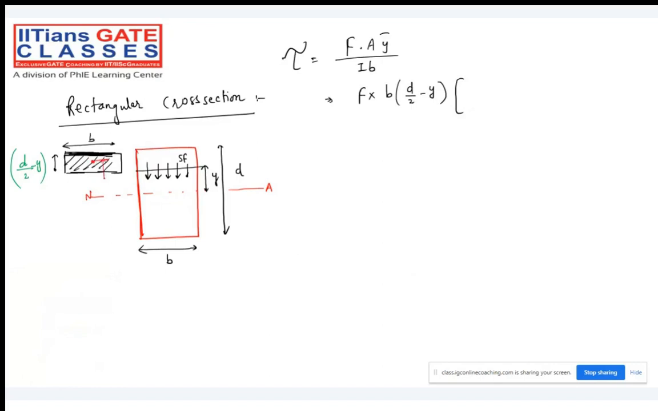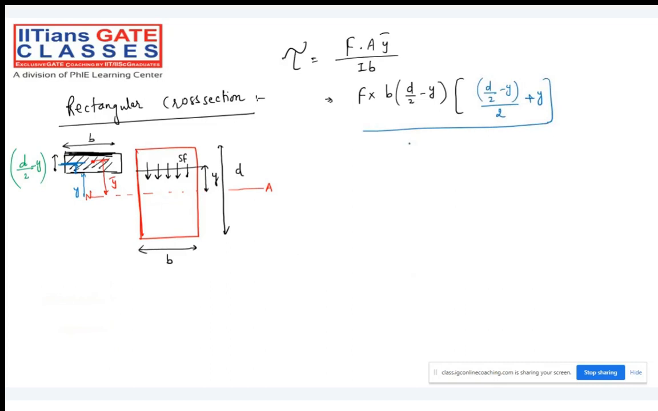This will be Y bar. How to calculate that? Easy one. First of all, calculate the centroid from here to here, and you just add the y. So what about the centroid? D by 2 minus y divided by 2. That is the centroid of any rectangular section, plus y.